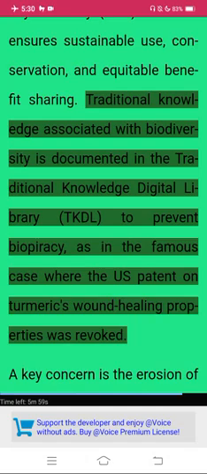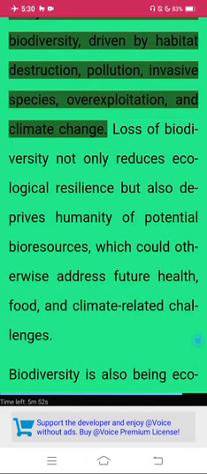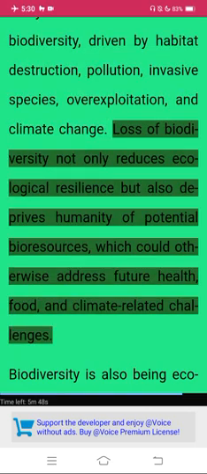Traditional knowledge associated with biodiversity is documented in the Traditional Knowledge Digital Library (TKDL) to prevent biopiracy, as in the famous case where the U.S. patent on turmeric's wound-healing properties was revoked. A key concern is the erosion of biodiversity, driven by habitat destruction, pollution, invasive species, overexploitation, and climate change. Loss of biodiversity not only reduces ecological resilience but also deprives humanity of potential bioresources, which could otherwise address future health, food, and climate-related challenges.